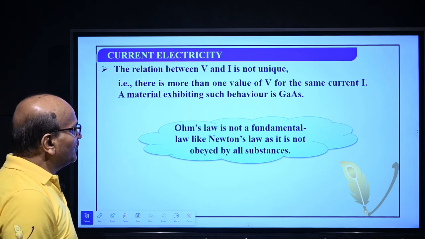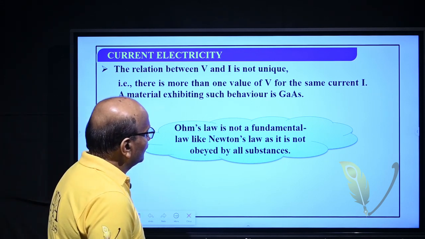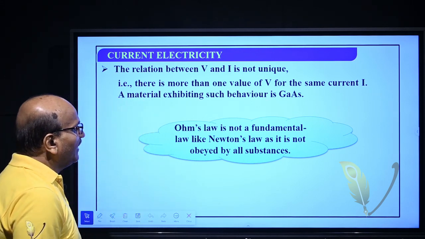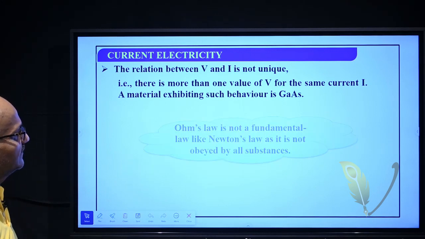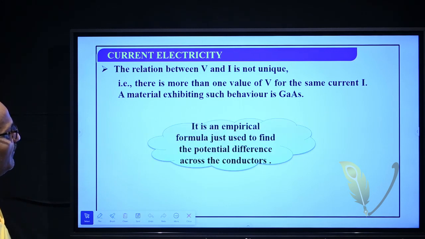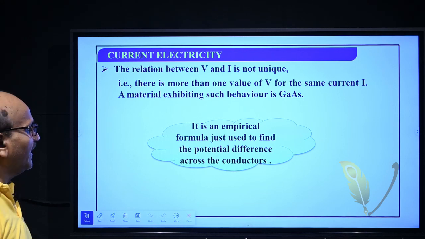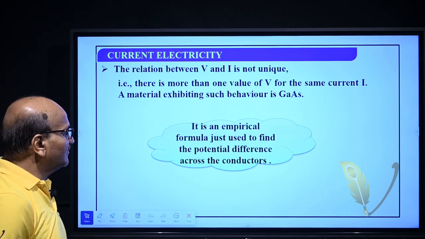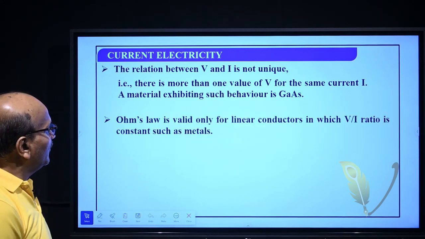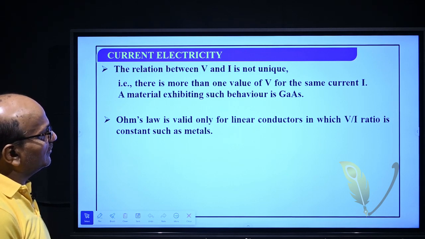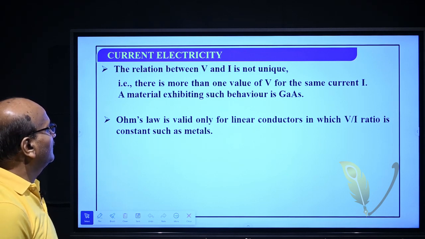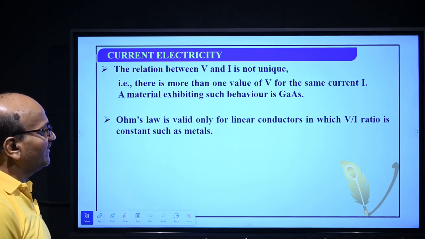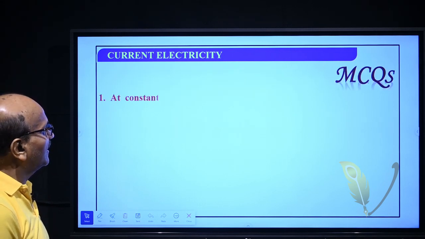So, Ohm's law is not a fundamental law like Newton's law, as it is not obeyed by all substances. It is an empirical formula just used to find the potential difference across the conductor. Ohm's law is valid only for linear conductors in which the V by I ratio is constant.